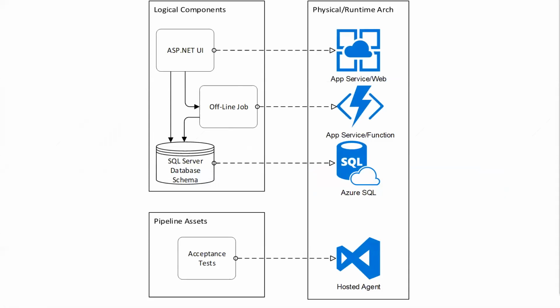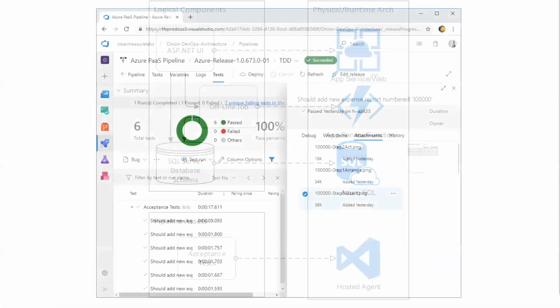And so the application that we have in the book maps the web application over to an App Service web app. The offline job maps over to an Azure Function running within an app service, in the app service model, not the consumption model. The database maps over to Azure SQL. And then the acceptance tests go straight to a virtual machine on the hosted agent, and they actually run from a virtual machine against the deployed application.